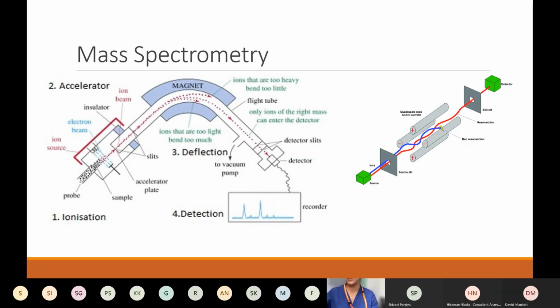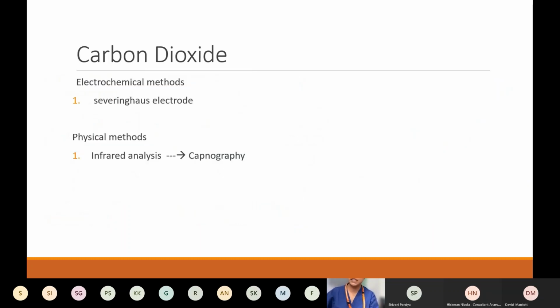Next, I'd like to go on to carbon dioxide measurement. So next slide, please. The main 2 methods of carbon dioxide measurement, I've again grouped into electrochemical methods and physical methods. For the electrochemical method, I'm going to talk about the Severinghaus electrode, and for physical methods, I'll talk about infrared analysis. I haven't really gone into capnography or the clinical uses of that as much in this presentation. Okay, so next slide, please, Dr. Maria.